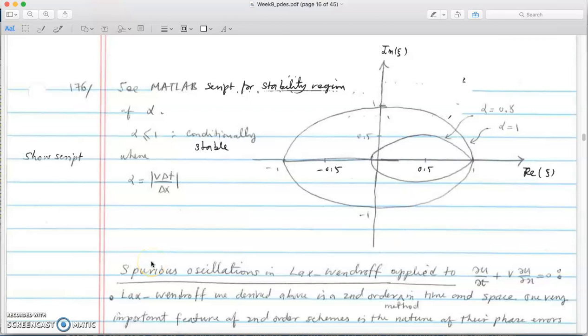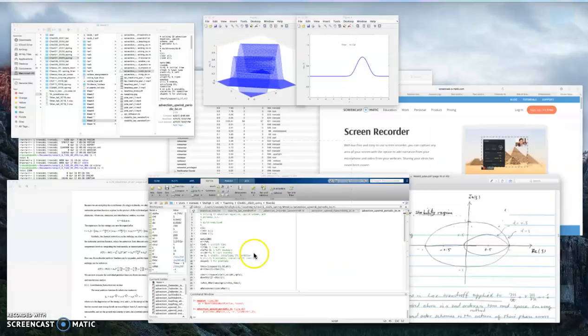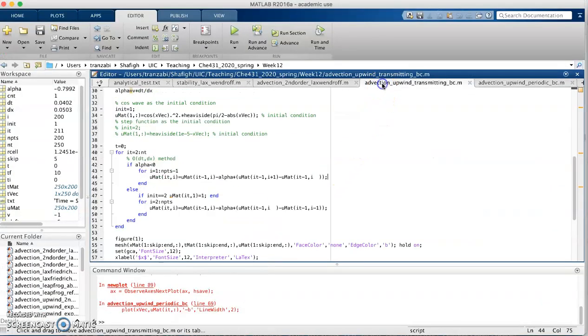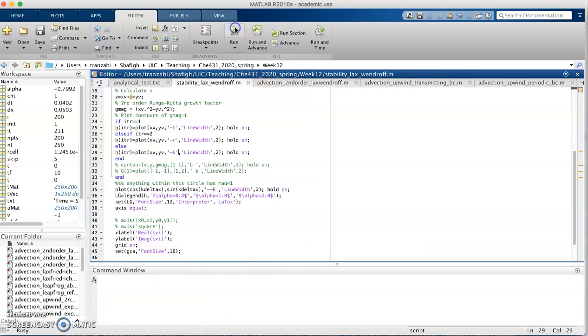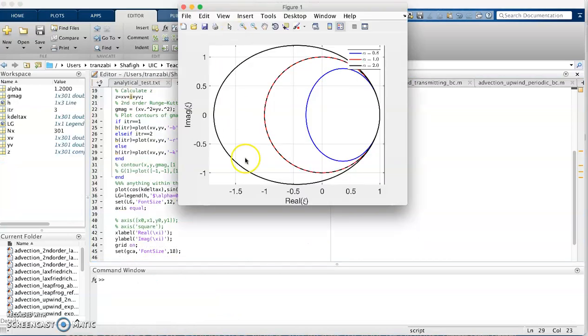Okay, so last time we talked about stability analysis using Lax-Wendroff. We proved that to be stable we need to have alpha less than 1, otherwise the magnitude of C goes larger than 1. So I showed you a Matlab script that you can use to look at the stability of Lax-Wendroff. So let's look at that script again. The result of that script is the following.